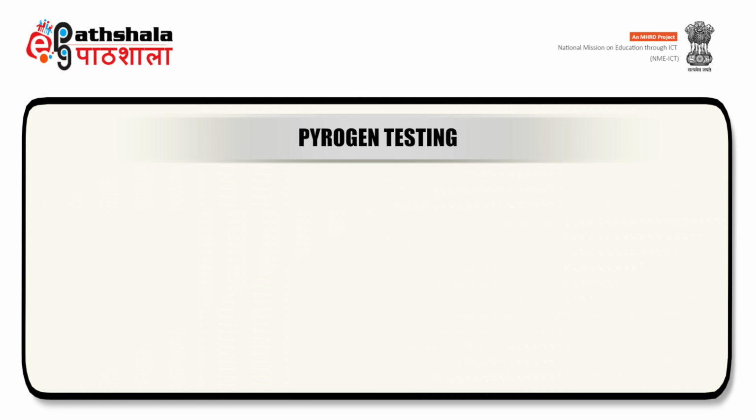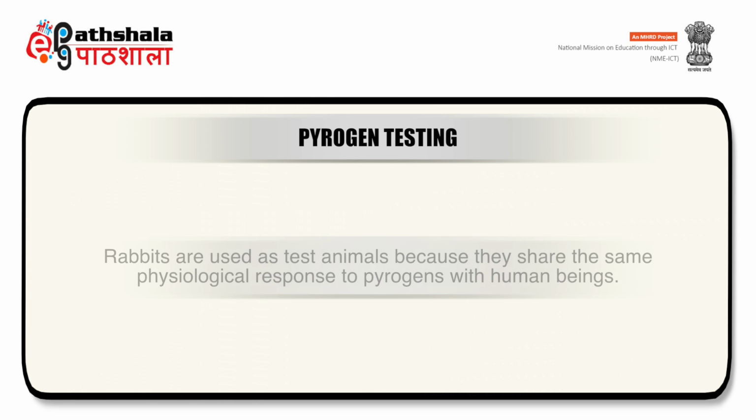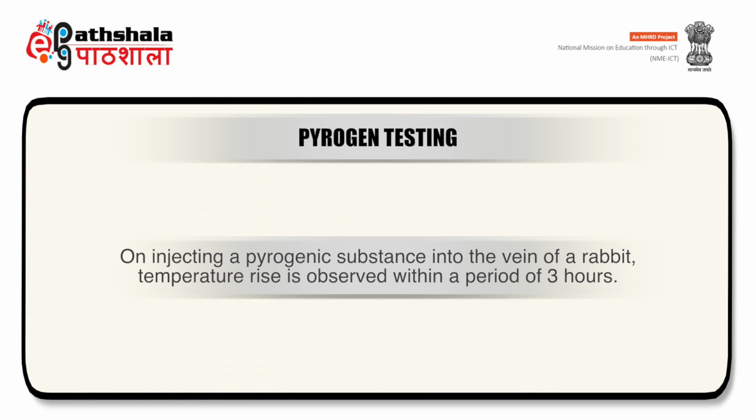Now we will talk about pyrogen testing. Presence of pyrogenic substances in parenterals is determined by a qualitative biological test based on the fever response of rabbits. Rabbits are used as test animals because they share the same physiological response to pyrogens with human beings. On injecting a pyrogenic substance into the rabbit vein, a temperature rise is observed within a period of 3 hours.